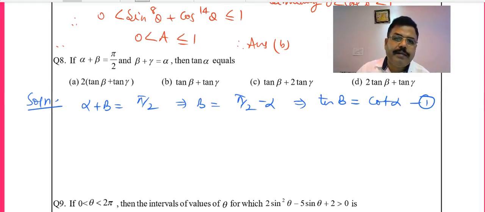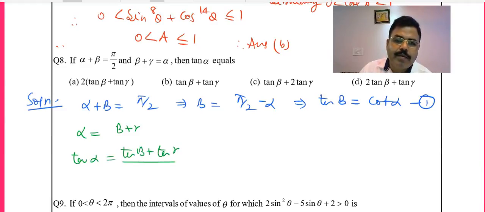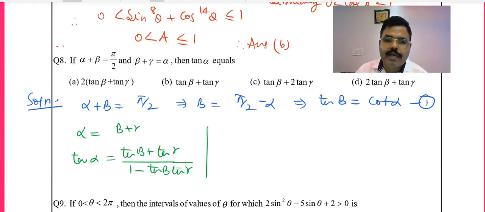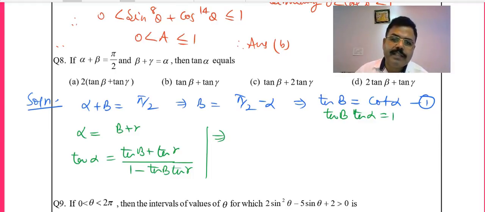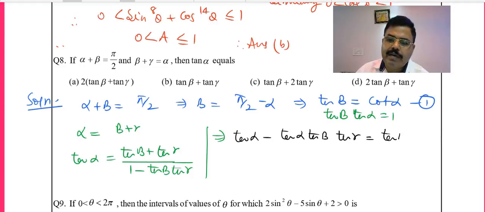Yes. Now it is given here that alpha is equal to beta plus gamma. So can I apply this rule? Tan alpha is equal to tan beta plus tan gamma upon 1 minus tan beta tan gamma. Right? So using this fact, I can use it for tan beta. And this is tan alpha into tan beta is equal to 1. So here I can use this tan beta, and this cot alpha can be written as tan alpha into tan beta is equal to 1. So if I multiply the whole thing, this side, that will come tan alpha minus tan alpha tan beta tan gamma is equal to tan beta plus tan gamma. So because tan alpha tan beta is 1, that will be tan alpha minus tan gamma only is equal to tan beta plus tan gamma.